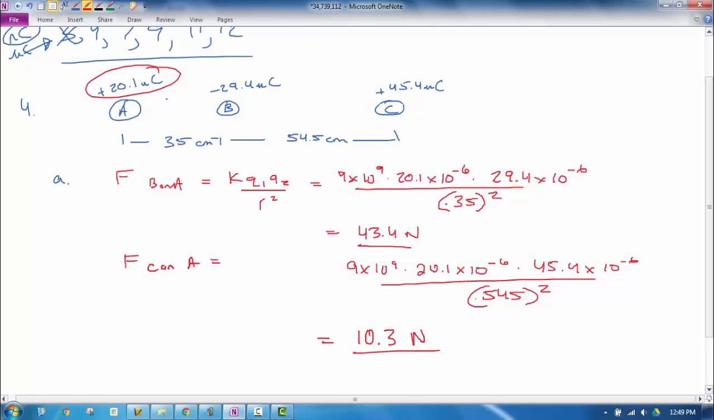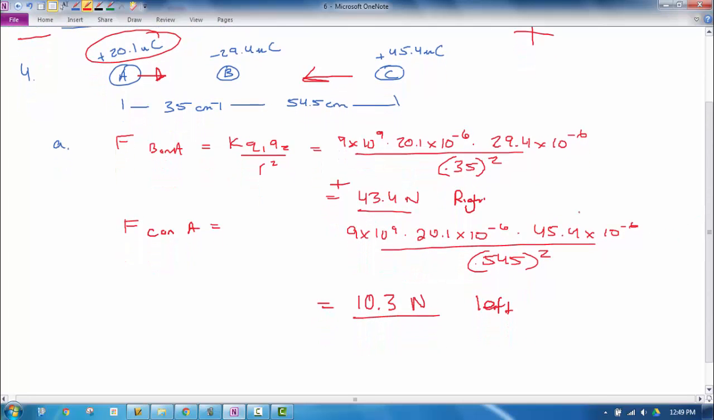Obviously this negative one is going to be attracted. So the force from B on A, the first one we found, is going to be positive. If I call this the positive direction and this the negative direction, this would be positive, or to the right. But this force, 10.3, is going to push it to the left because those are like charges, so I can call that left or negative.